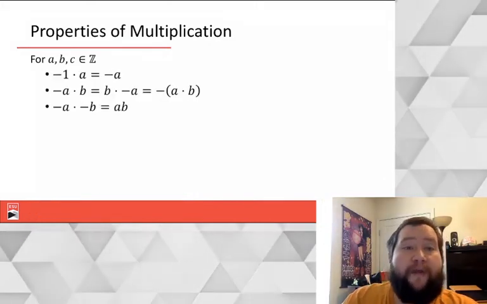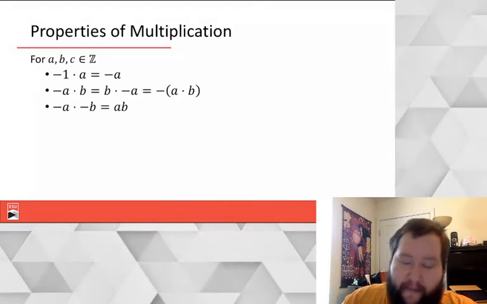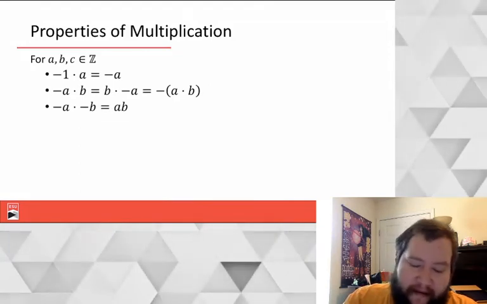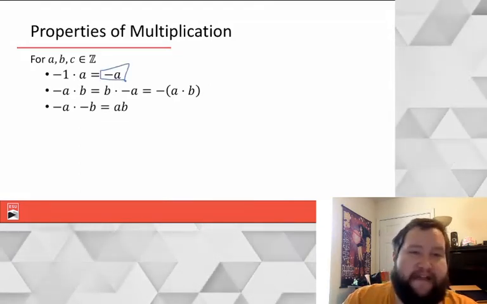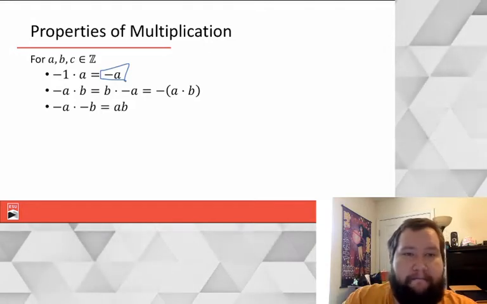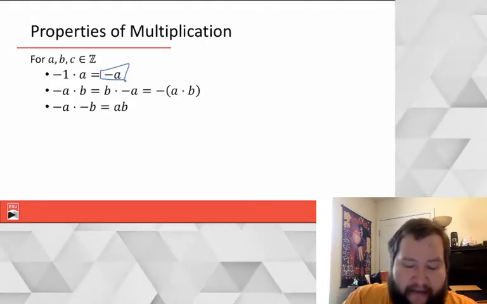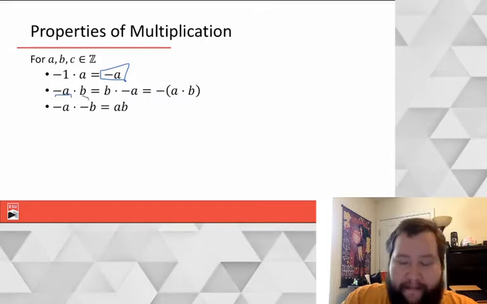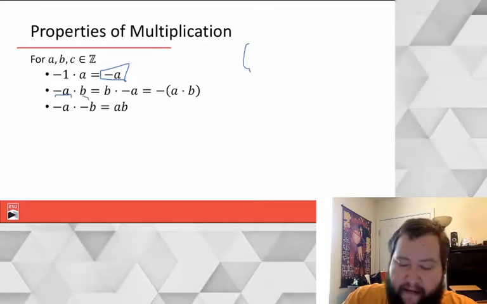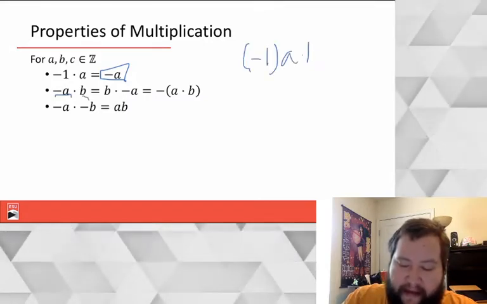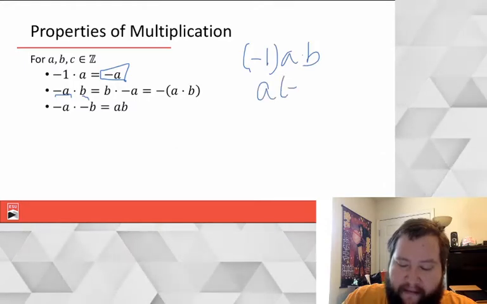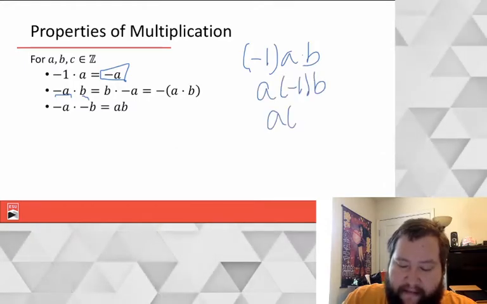And then we have some new properties for negativity. So -1 times something is the opposite of that something. So that just means we can pull out a negative. If I have -a times b, because I have -1 times a times b, I can rewrite that as a times -1b, which is a times -b.